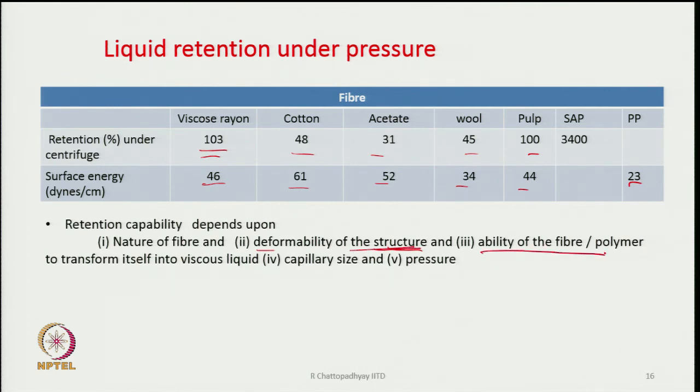Another factor is the ability of the fiber polymer to transform itself into viscous liquid, as I said in the case of SAP. The rest of the fibers will not change; they can at the most change their diameter. In viscose rayon, cotton or pulp, it has been seen that by absorbing water, because of the diffusion of water within the structure, the fibers individually become a little bigger in terms of diameter. But this is not going to happen with acetate or polypropylene or such kinds of fibers.